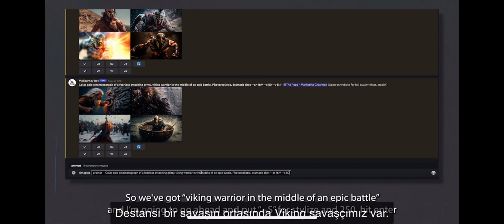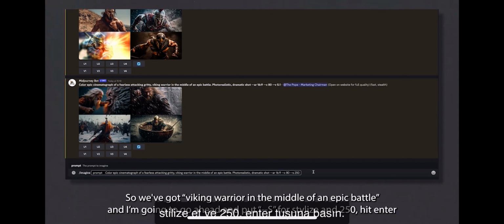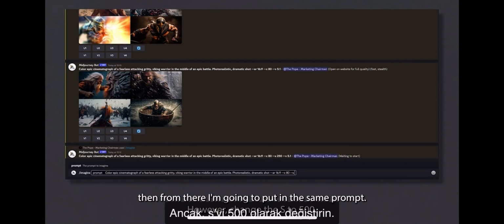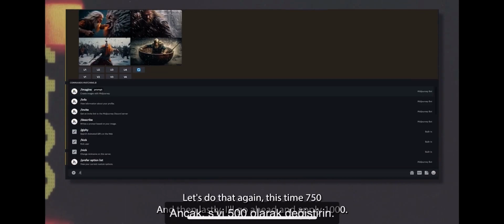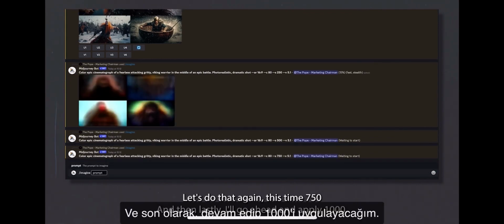So we've got Viking warrior in the middle of an epic battle, and I'm going to go ahead and put --s for stylize and 250, hit enter. Then from there, I'm going to put in the same prompt, however, change the S to 500. Let's do that again, this time 750. And then lastly, I'll go ahead and apply 1000.